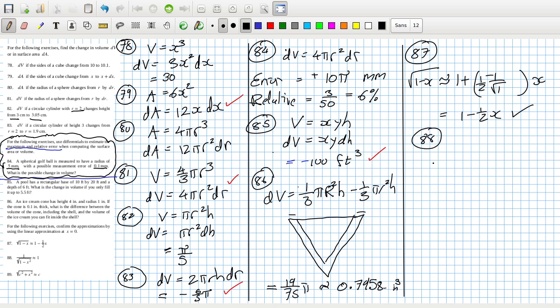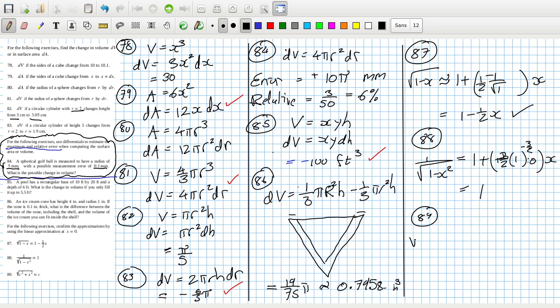88. 1 over root 1 minus x squared: 1 plus the derivative times x minus 0. Bring down the power, reduce the power by 1, and multiply by the inside derivative. Oh, and that's a 0 I meant to say, not an x. So it's just 1.